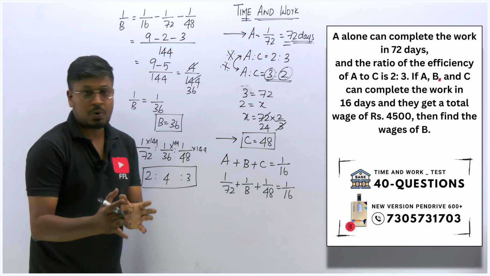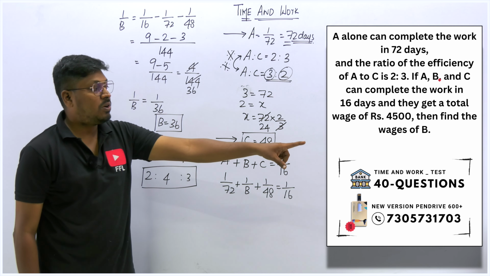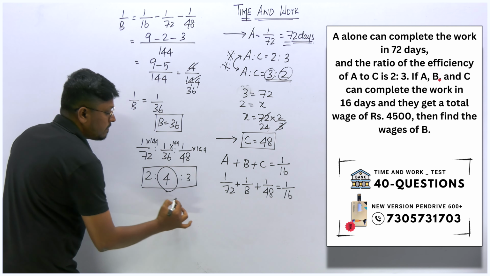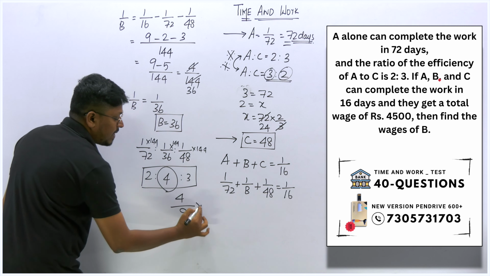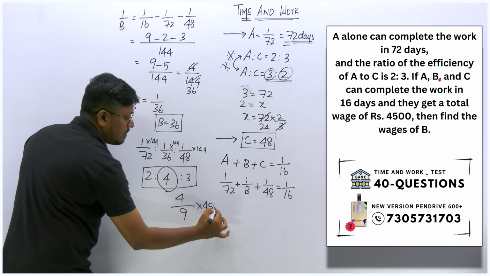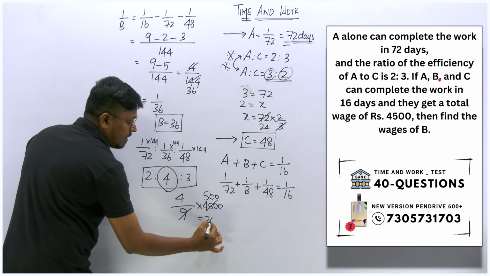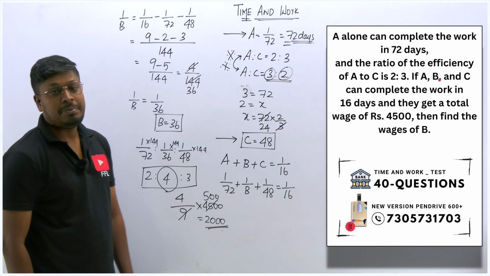We have to split the total amount, and the total amount is how much? 4,500. So now according to the question, our target is to find the wages for the person B. So B is how much? 4 parts. So total is how much? 4, 7, 8, 9. So out of 9 parts, 4 parts are for B, and we know that the total wage will be 4,500. So cancel it. This becomes 500. So the remaining will be 2,000. So 2,000 will be the wages for the person B.